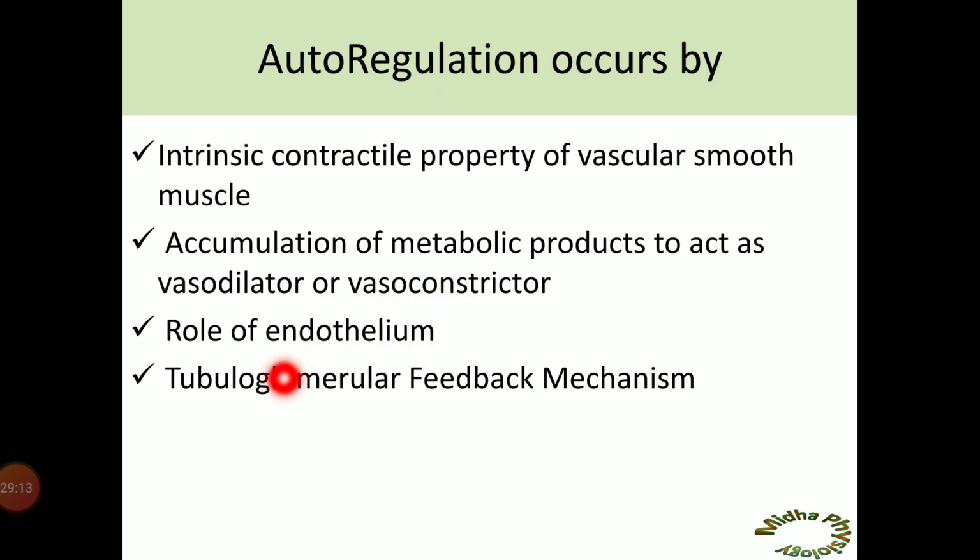Now in the kidney, the autoregulation also occurs via the tubulo-glomerular feedback mechanism, in which the amount of sodium chloride coming into the tubules, basically at the macula densa area, gives a signal towards the glomerular capillary so as to increase or decrease the GFR. So these four mechanisms we had discussed in detail in my previous video, which was named the autoregulation of renal blood flow. If you want to know this autoregulation in detail, you can check my last video.